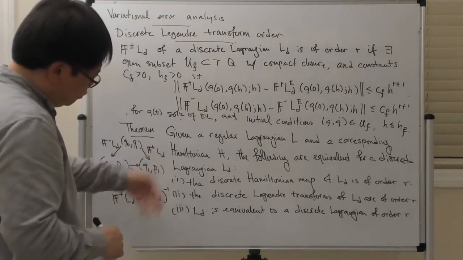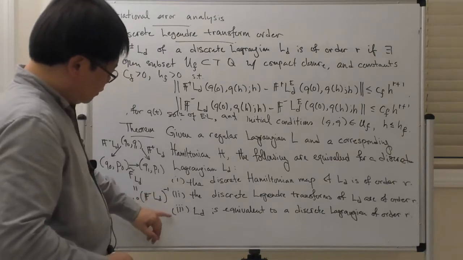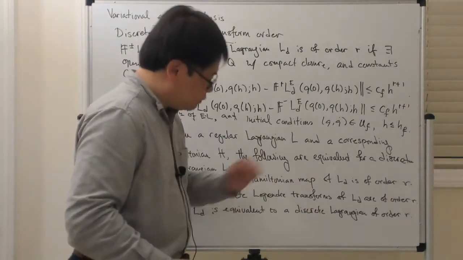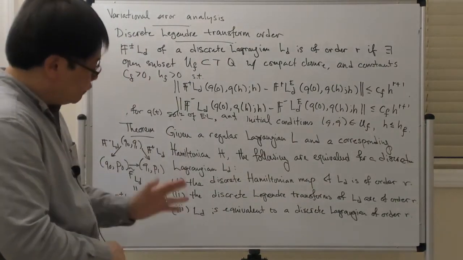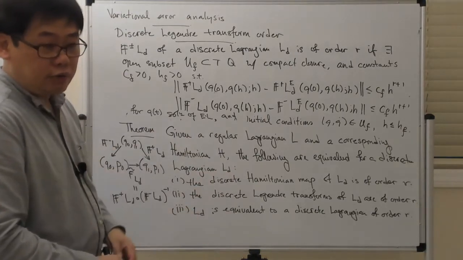So one needs a little bit more care to show that they are all equivalent, but at least the most relevant direction is that if you can construct a discrete Lagrangian which approximates the exact discrete Lagrangian to a certain order of accuracy, then it induces a numerical method with that order of accuracy.